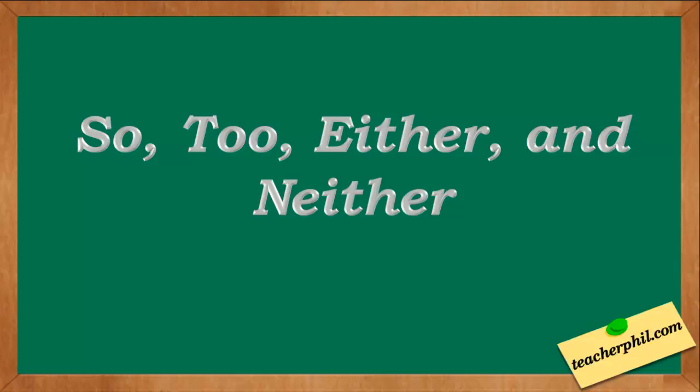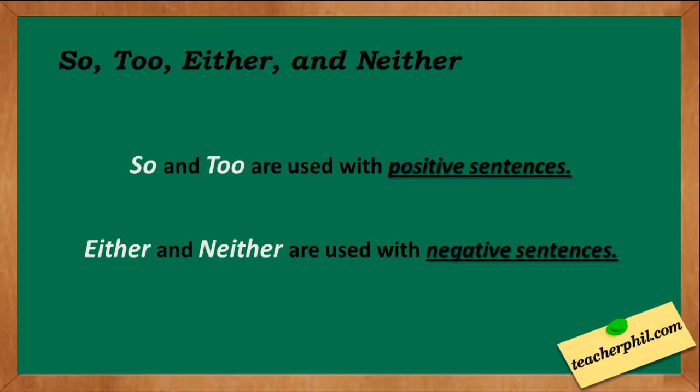So, too, either, and neither. The major difference between the use of so and too, and either and neither is that so and too are used with positive sentences, while either and neither are used with negative sentences.